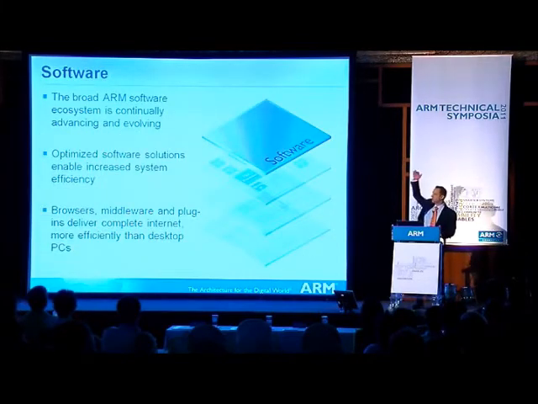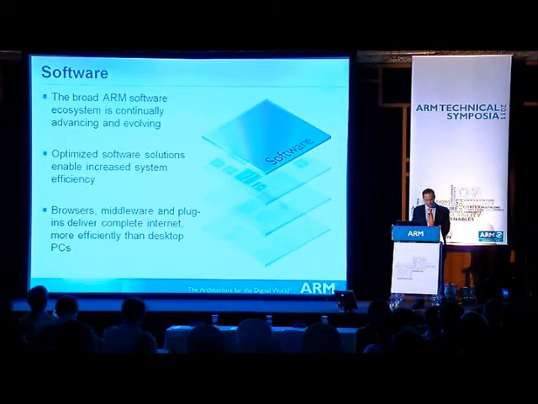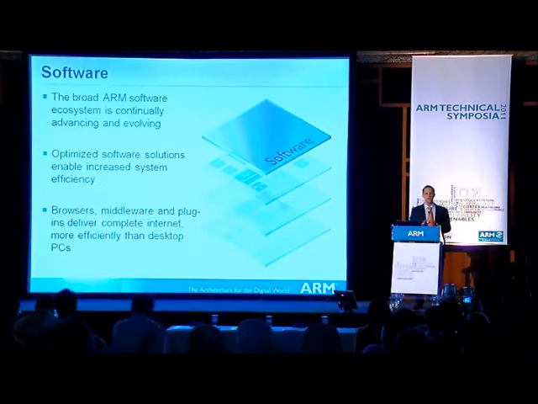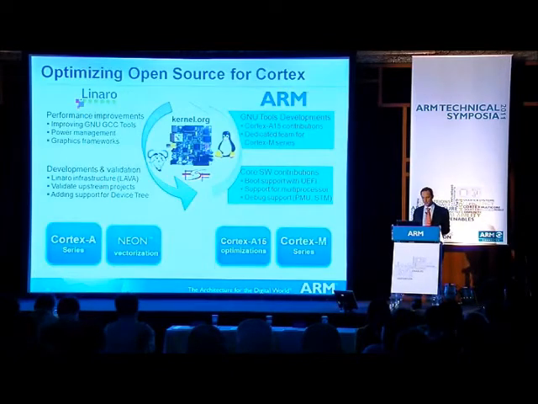Finishing finally at the top layer of the stack, with the software layer, ARM continues to invest in software as well. And as you've seen in Tudor's introduction, the ARM ecosystem for software continues to grow very rapidly. One result of the software improvements is increased system efficiency. But it also means that partners have more resources to draw upon for tools, operating systems, browsers, middleware, and plugins, making the ability to deliver an internet experience on an ARM-based device easier than ever. So I want to focus on a couple of examples in here.